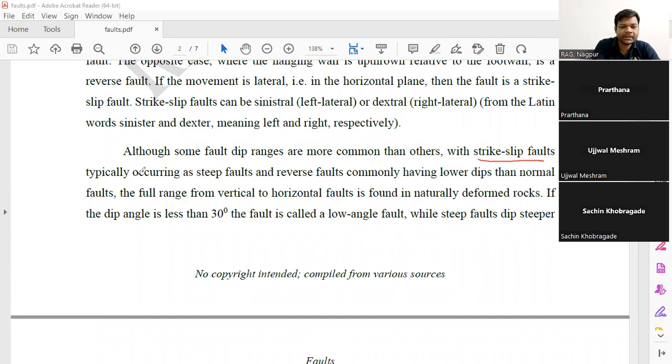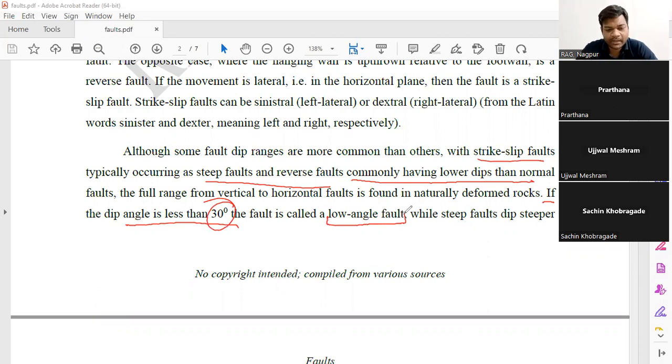With strike slip faults typically occurring as steep faults and reverse faults commonly having lower dip than normal faults, the full range is available. Now this is important: if the dip angle is less than 30 degrees, the fault is called a low angle fault.